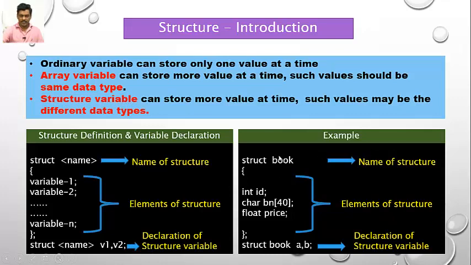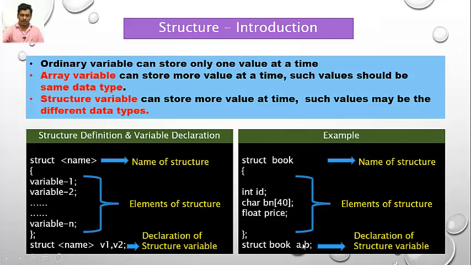Example: struct book. This is the name of the structure. This is the body of the structure: int id, char bn[40], float price. These are all the elements of the structure. The structure name is book. Then struct book a, b is the declaration of structure variables. a and b are structure variables.